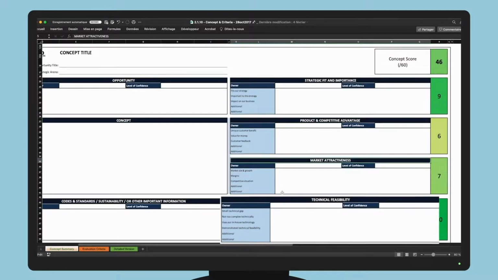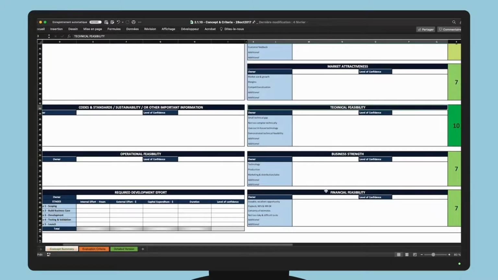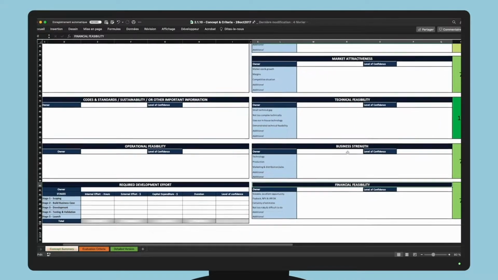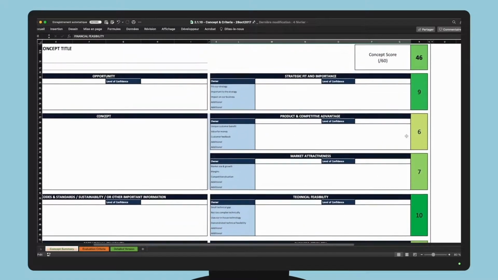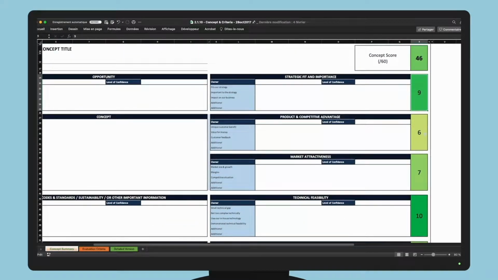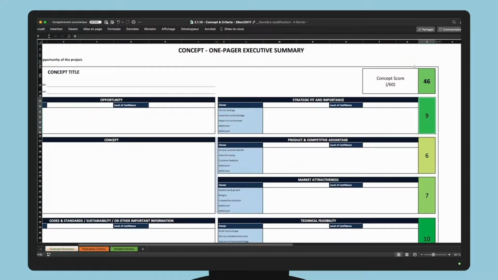How was the technical feasibility validated? And what would be the financial reward versus the risk, which, when combined with the required development effort, represents the final feasibility? Furthermore, you can score the criteria on the right-hand side so that each concept will be scored on a 60-point scale, which will then help you prioritize your proposed concepts.